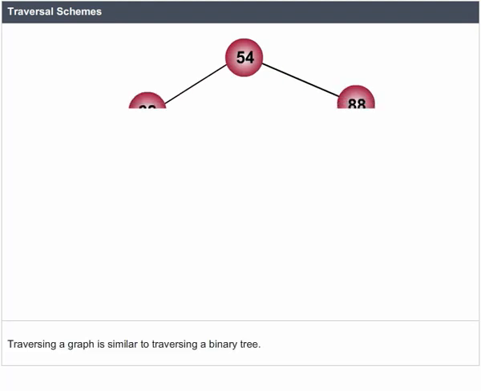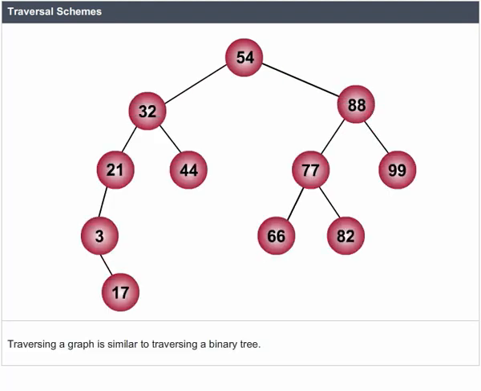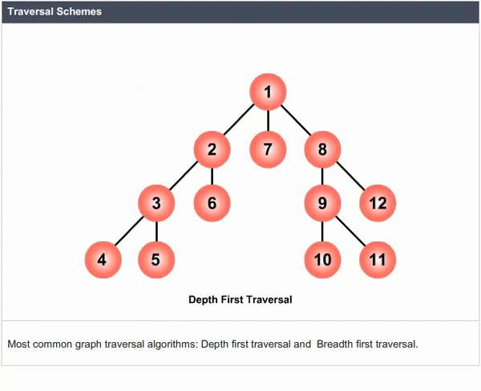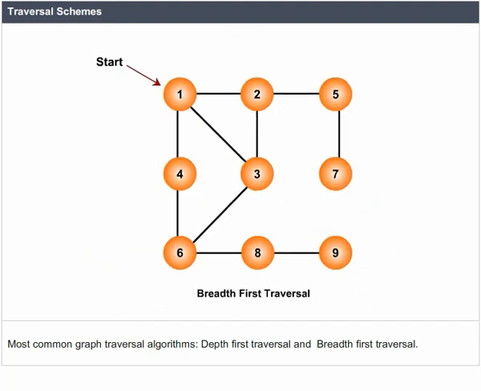Traversal schemes. Traversing a graph is similar to traversing a binary tree. A graph might have cycles, so you might not be able to traverse the entire graph from a single vertex. The most common graph traversal algorithms are depth-first traversal and breadth-first traversal.